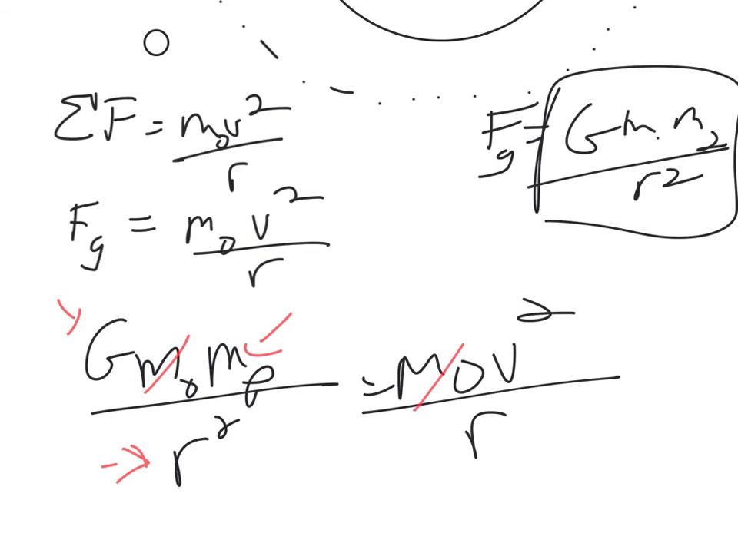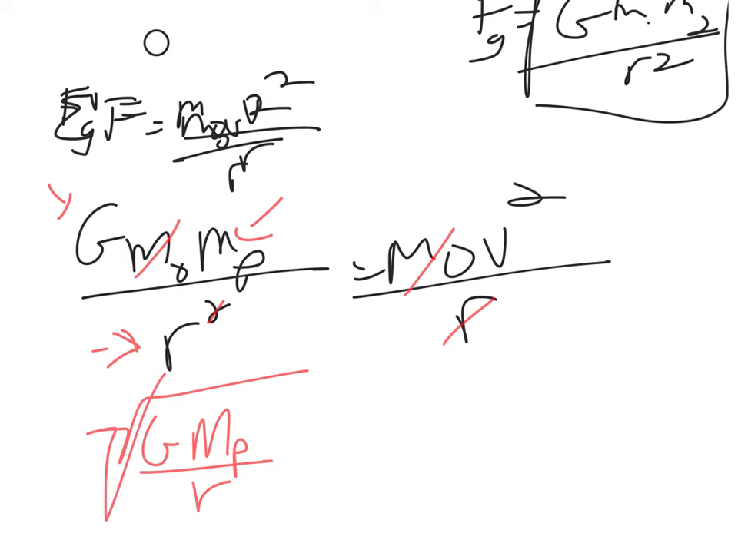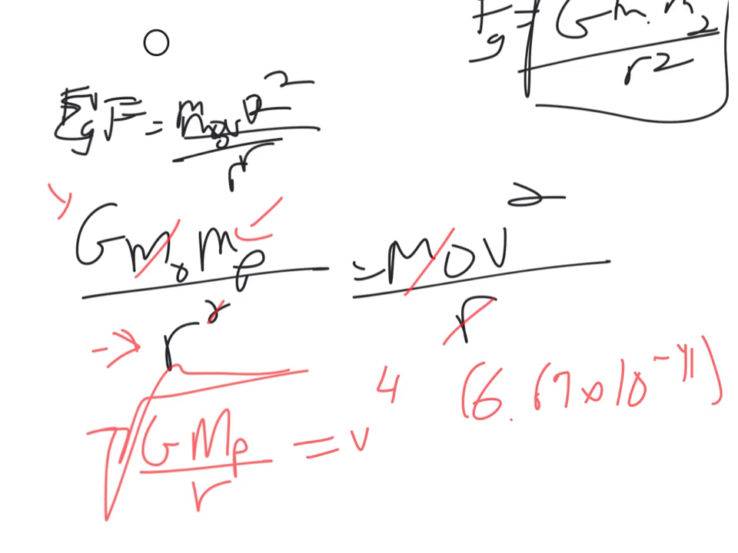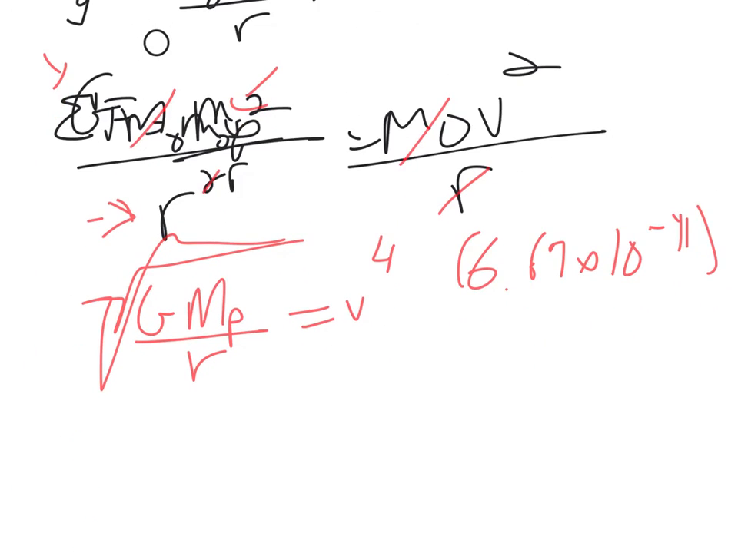So we can start filling in some more variables. One of these squares is actually going to cancel out with this radius, so we are just left with the radius there, and we get the square root of capital G, mass of the planet, over the radius, and this is all square rooted together. So G, and that is equal to V. So G is 6.67 times 10 to the negative 11th. And the mass of the planet, I said, was 4 million, hopefully. Yeah, 4 million kilograms. So that's 4 times 10 to the 6th.